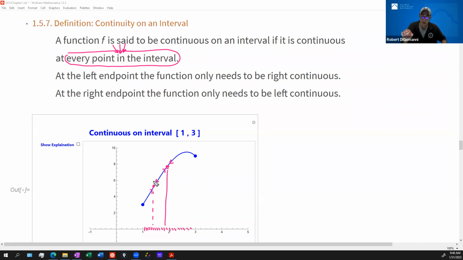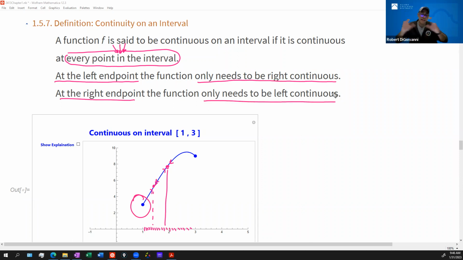So you can draw it without picking up your pencil. But at the left endpoint, that means this point right here, you only need right continuity. You only need it to be right continuous. And at the right endpoint, you only need it to be left continuous. And that takes care of that question of, well, what's happening from the left? What's happening from the right? When you talk about continuity on an interval, you only need continuity on the inside, and on the 2 endpoints, you need right continuity and left continuity respectively. And then you can say it's continuous on the interval.